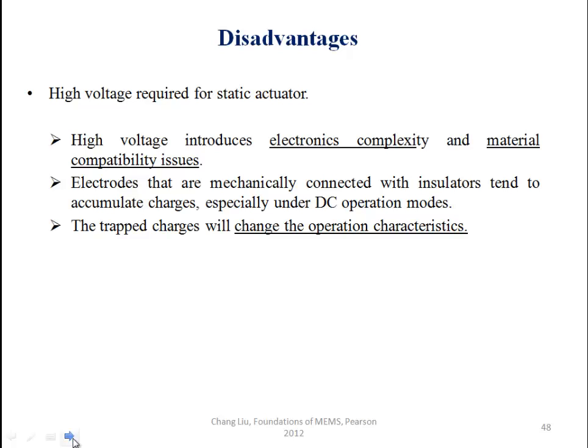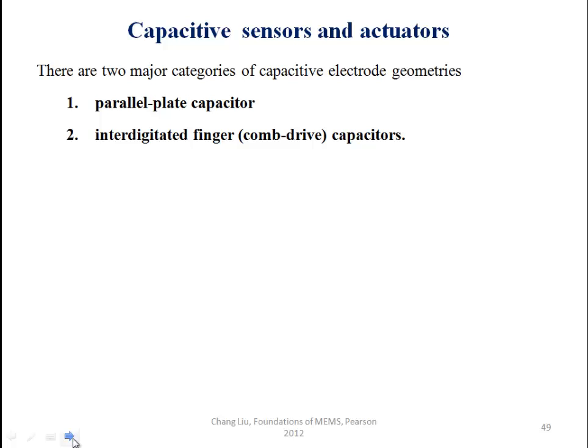As a result of that, the complexity of the device increases, and there will be some compatibility issues. Again, charges get accumulated if you are connecting the electrodes to an insulator. Also, the accumulated charges, that means the trapped charges, can shift the operation characteristics.